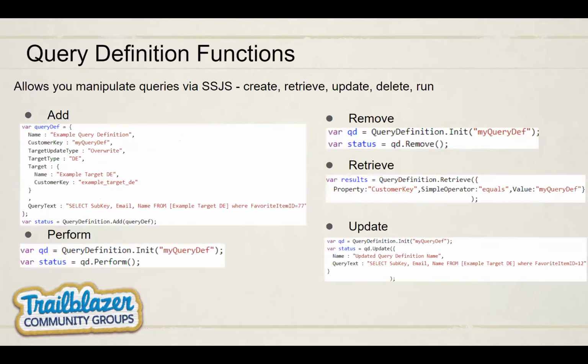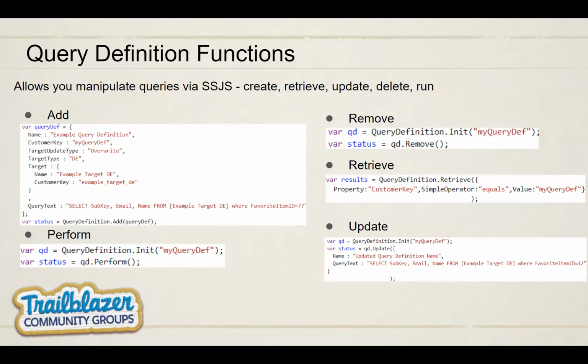And lastly, not least, is our query definition function. So these functions allow you to manipulate queries via SSJS. So you can create, retrieve, update, delete, run. You have those functions that are able to manipulate any queries within your account through SSJS. So the add function adds a new query definition to your account. Similarly, a perform function would perform that query definition.